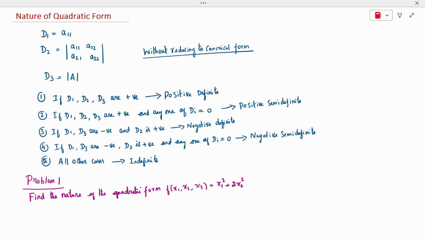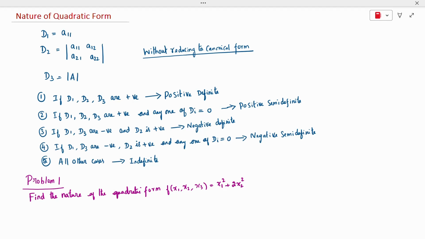We have 5 conditions for the nature. The first condition is when all the values D1, D2 and D3 are positive, then it is called positive definite. Second case, when the other values are positive and any one of your Di equals 0. It will change from problem to problem. Suppose I get D1 as 0, and D2 and D3 should be positive, then it is called positive semi-definite.